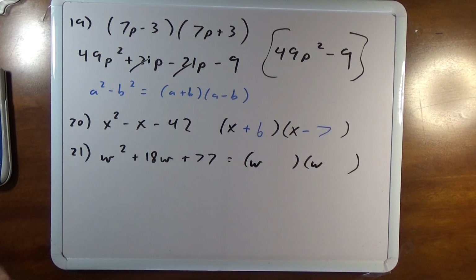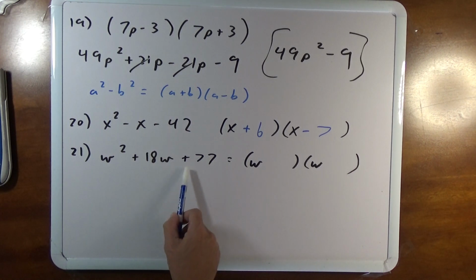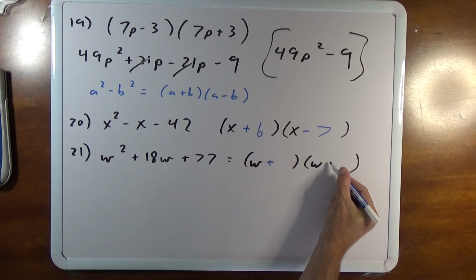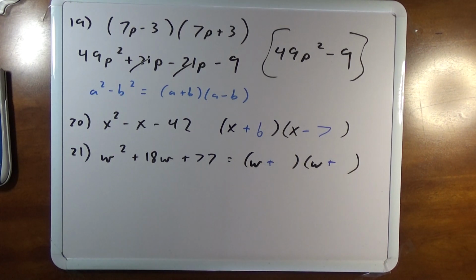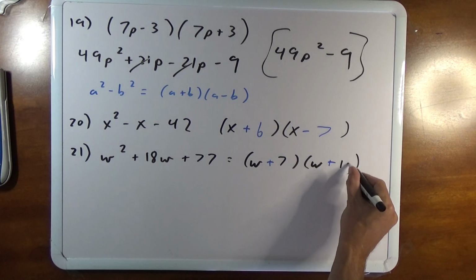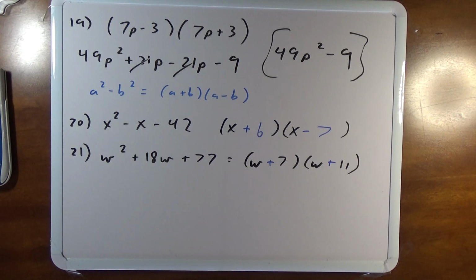Now, when this is plus and this is plus, basically if there are no negatives in the problem when I'm factoring these, then these are both plus. And now I need 2 factors of 77 that add up to 18. So that's 7 and 11. And it doesn't matter which I put where. That was 21.